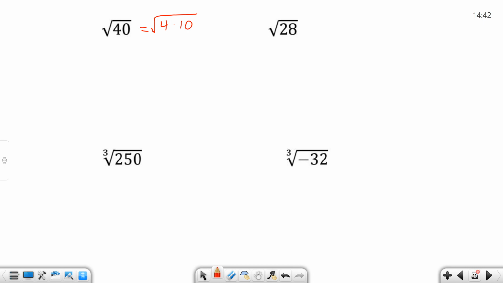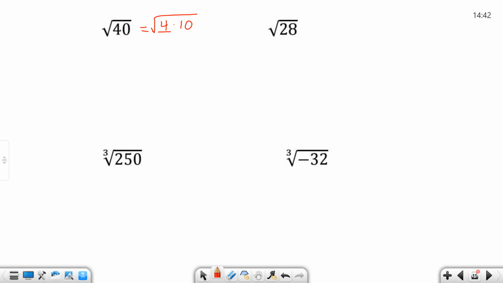I like to write my perfect square first. There's nothing wrong or right about that. It's not one way or the other. This is what I like to do. And the other thing that I like to do is underline the thing that I'm going to apply the square root to. Now I said that word apply. I'm going to apply the square root to 4 because I know the square root of 4 is what?